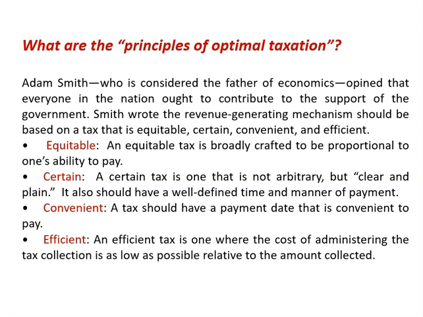and efficient. By equitable, he meant that an equitable tax is broadly crafted to be proportional to one's ability to pay. By certain, he meant that a certain tax is one that is not arbitrary, but clear and plain. It also should have a well-defined time and manner of payment. By convenient, he meant that a tax should have a payment date that is convenient to pay. And, by efficient, Adam Smith meant that an efficient tax is one where the cost of administering the tax collection is as low as possible relative to the amount collected.